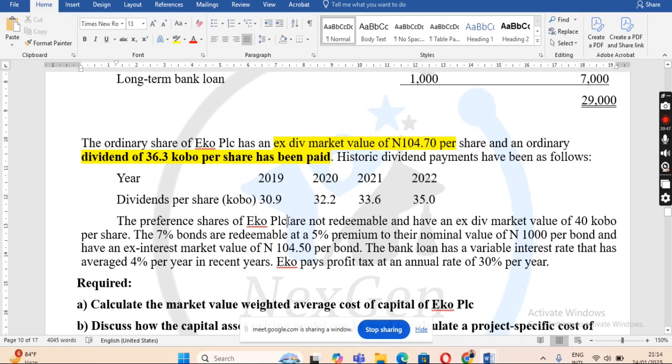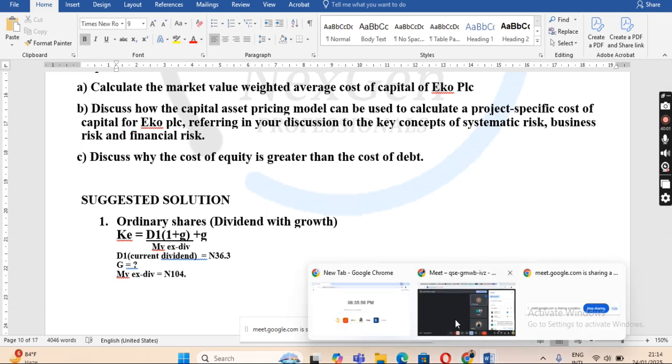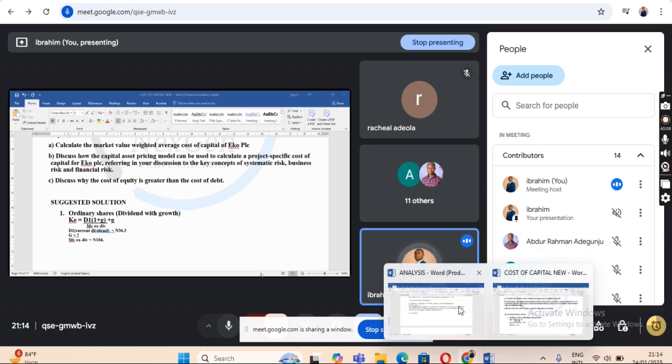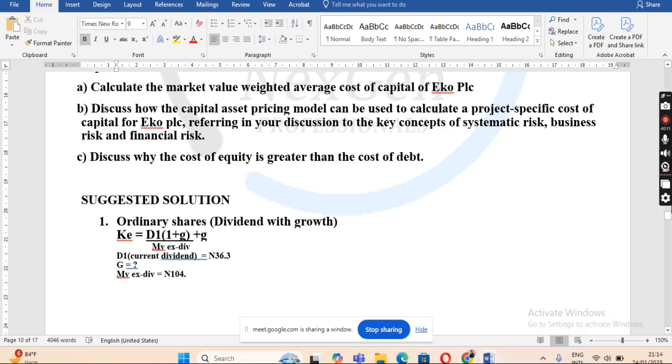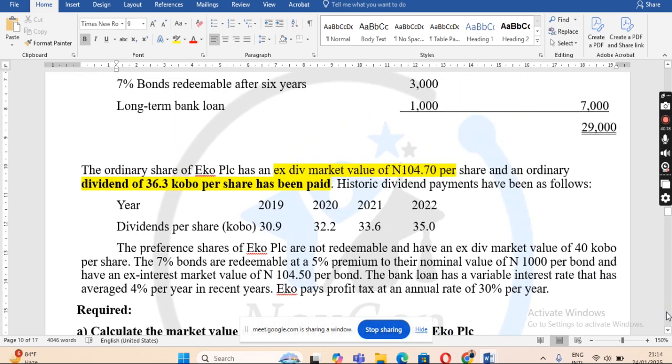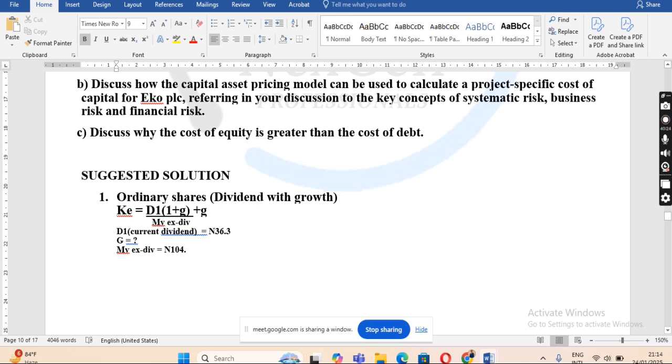Now, let's quickly move. That is 104 naira, 7 kobo, right? Please confirm, is it 7 kobo? 70 kobo. Okay, 70 kobo. Thank you.